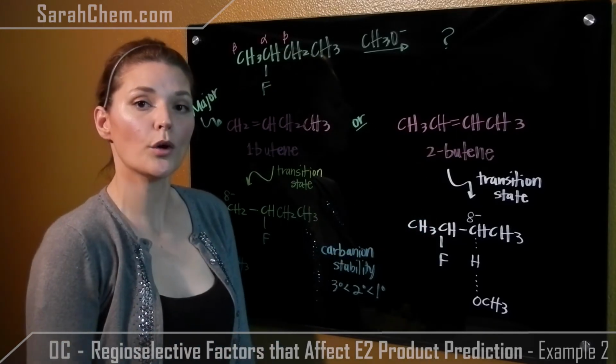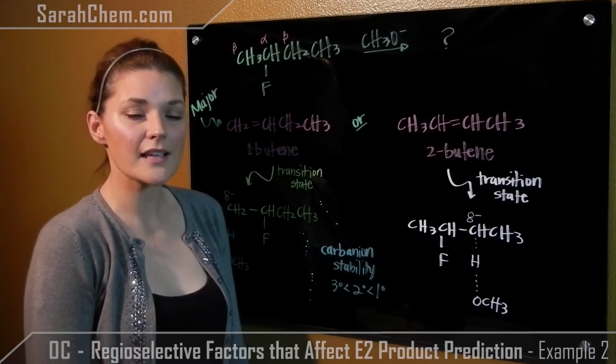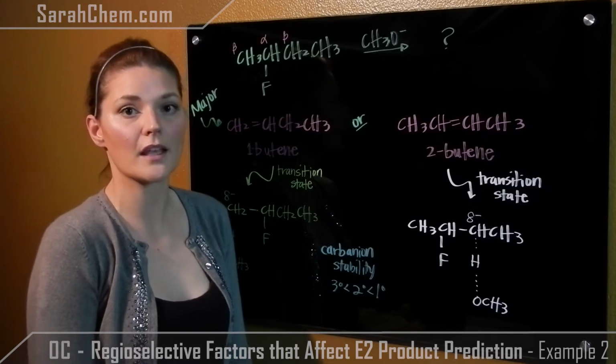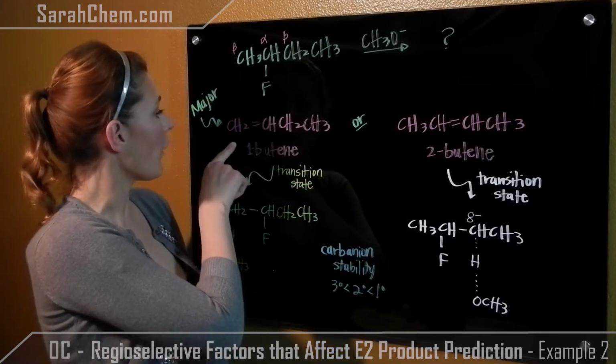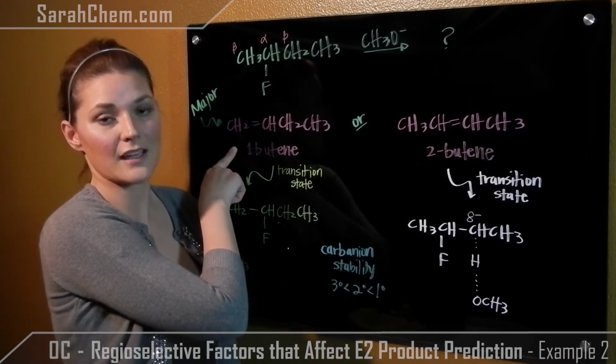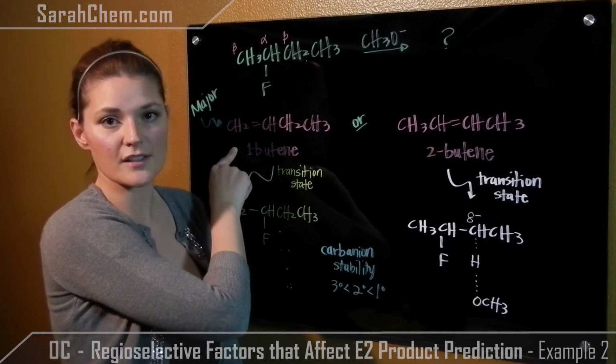Now, normally you would go with the more stable alkene as being the major product. In this case, however, because the leaving group is fluorine, we're actually going to predict the major product to be our 1-butene group, or the less stable alkene. The reason for this can be understood if you take a look at the transition state.